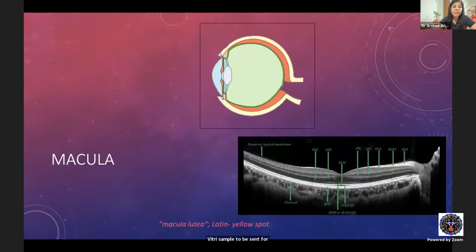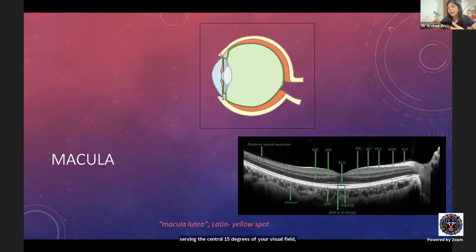Next is moving to the macula. The macula is essentially derived from macula lutea, that is the yellow spot. This is essentially the part of the retina which is serving the central 15 degrees of your visual field. And in that, the central 5 degrees is the fovea.